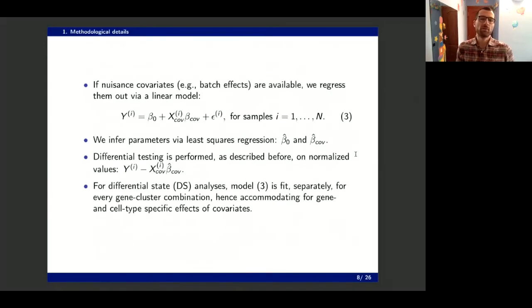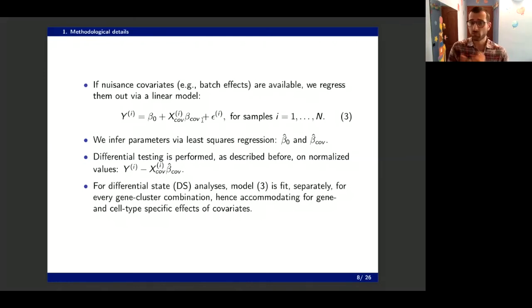Now, if nuisance covariates like batch effects are available, then we simply fit a linear model and try to regress them out. So we fit a linear model where, as a response, y, you have your input data, so your CPMs, log CPMs, whatever you provide. And then on the other side of the linear model, you obviously have an intercept, a covariate effect and some residuals. Now, note that these covariates are nuisance covariates, so things you want to get rid of. We're not talking about the group comparison you're interested in.